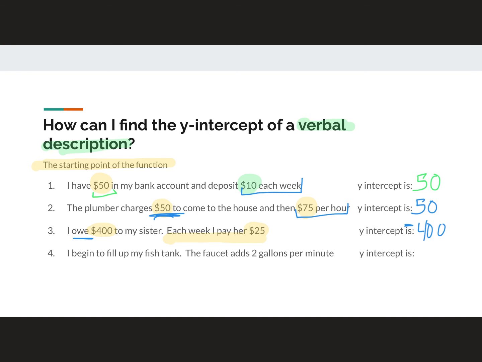Last one. I begin to fill up my fish tank. The faucet adds 2 gallons per minute. Well, I only have one number here, but this is 2 gallons per minute. That is my rate. That is not my starting point. So I begin to fill up my fish tank. We have to assume that the fish tank is empty. So the y-intercept here is just 0.